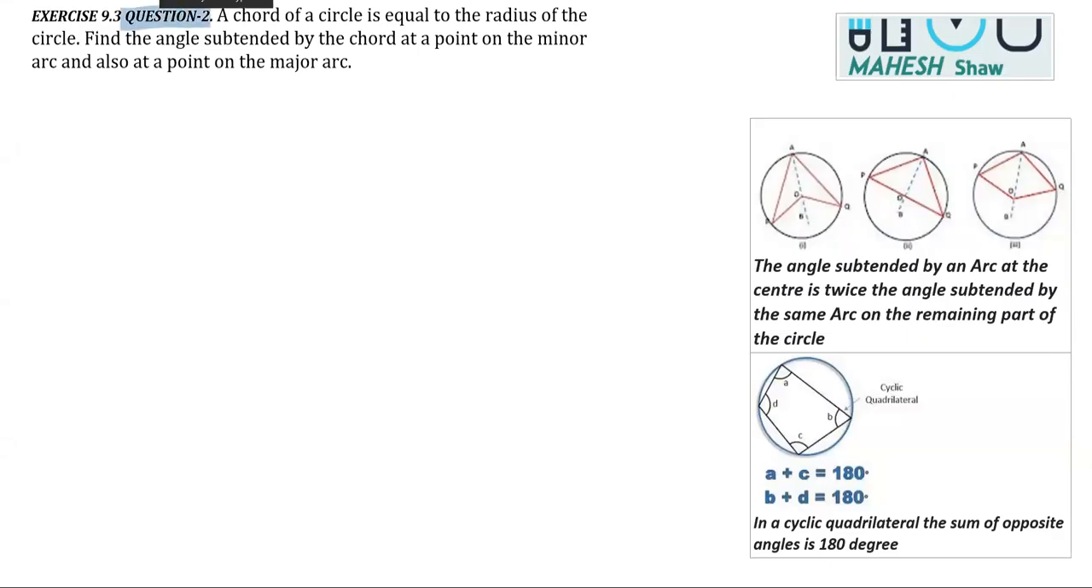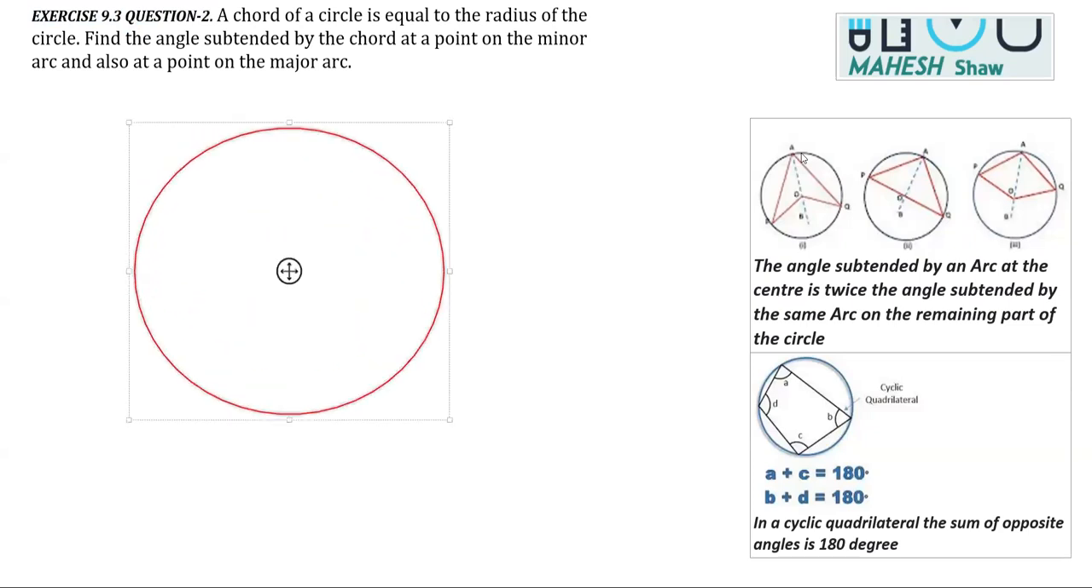This is question number 2 taken from exercise 9.3. What does it say? It says a chord of a circle is equal to the radius of the circle. So what we can do, first we are going to make a circle, and let's say I made a circle here. So let's say this is a circle.